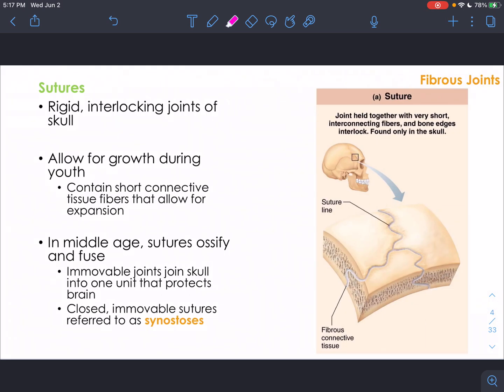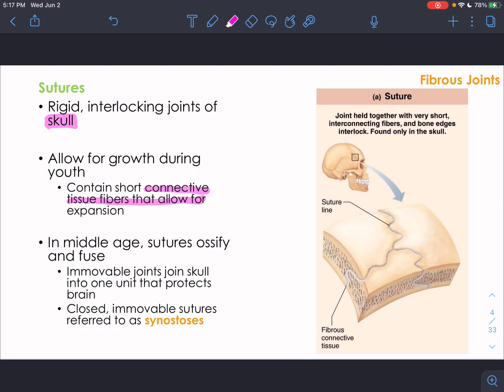Sutures are the first type of fibrous joints we're going to talk about. They are the rigid interlocking joints of the skull specifically. The sutures allow for growth during youth. When the child is developing, they contain connective tissue fibers that allow for expansion. We talked about bone growth in previous chapters, so that fibrous tissue is going to allow the bones to grow.